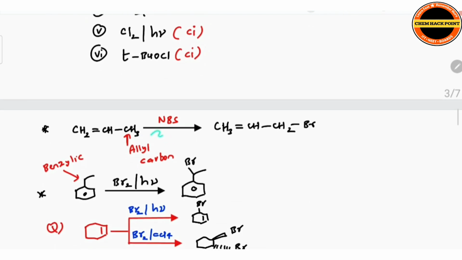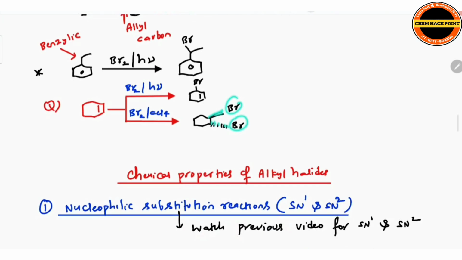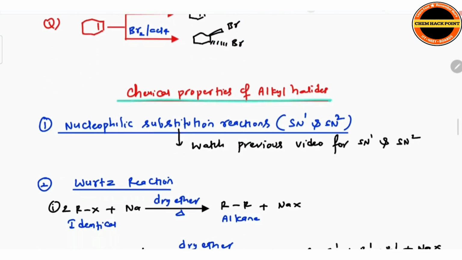For example, see, it is an allylic carbon. It is the allylic carbon here, this one. So here NBS, N-bromosuccinimide, adds bromine to the allylic carbon. Direct reaction. You have to remember the reagents. Br2, H nu, benzylic carbon it adds. Br2, H nu, allylic carbon, bromine added. Br2 in CCl4, addition of bromine occurs. Anti-addition of bromine occurs.